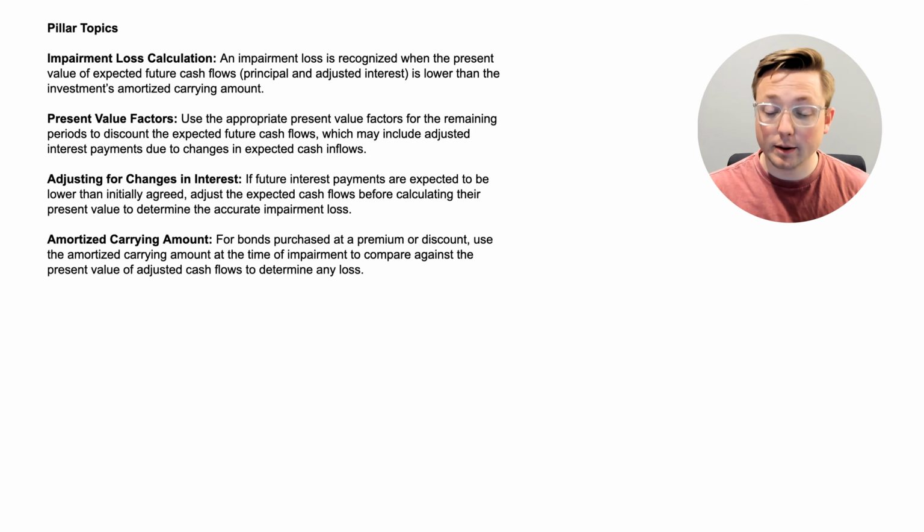And finally, for the amortized carrying amount, and we talked about this in a previous video, for bonds purchased at a premium or a discount, use the amortized carrying amount at the time of impairment to compare against the present value of adjusted cash flows to determine any loss. So you're not using the principal amount, you're not using the par value to calculate the impairment loss.